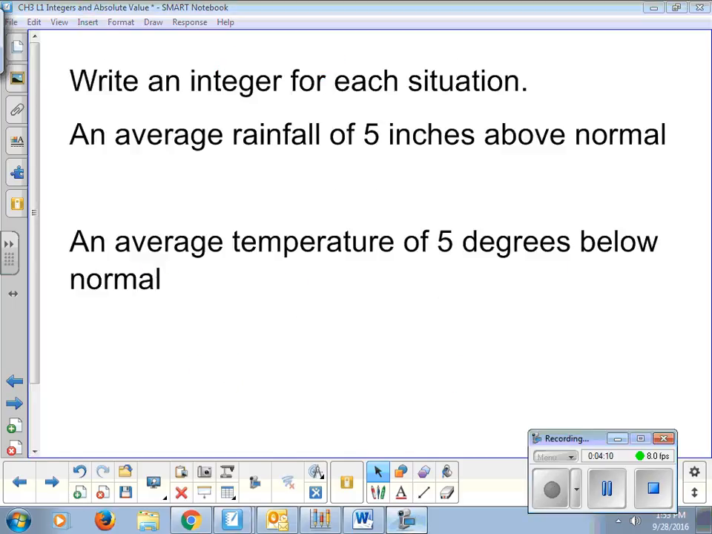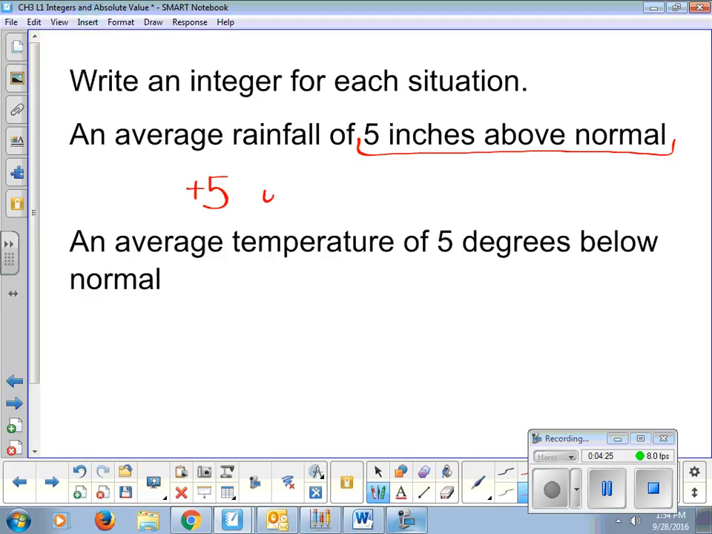We want to write an integer for each situation. The first one is an average rainfall of 5 inches above normal. Would that be a +5 or a -5? +5. You can write +5 with the plus sign in front or just as 5. If there's no sign out in front, we know that the number is positive. For the second one, if we have an average temperature of 5 degrees below normal, how would we represent that? -5.